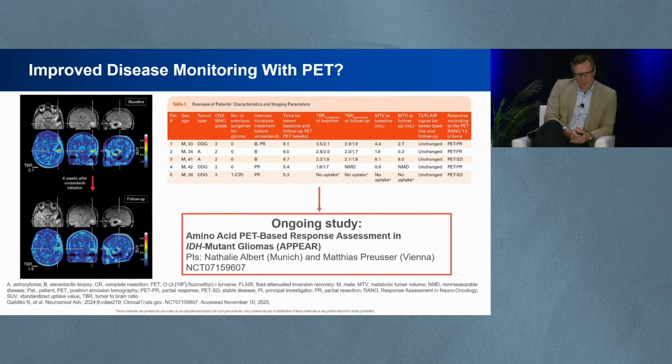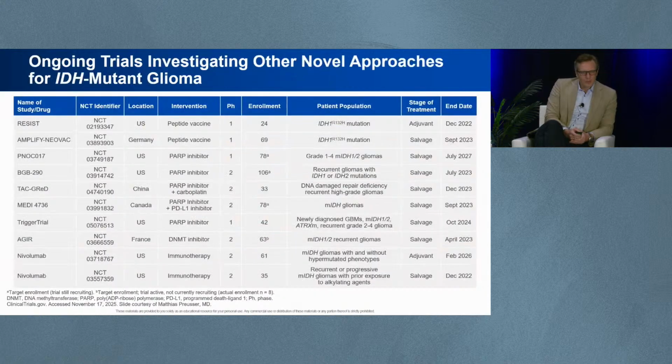metabolically active tumor parts. And in this small case series of 5 patients, we performed serial PET imaging in patients treated with vorasidenib, and saw that in 3 of these 5 patients, we could, even as early as 5 weeks after starting vorasidenib, see responses and tumor shrinkage on amino acid PET imaging that was not measurable on MRI. And we're following up this quite interesting data in a prospective study called APPEAR at the moment, so something to think about for the future.